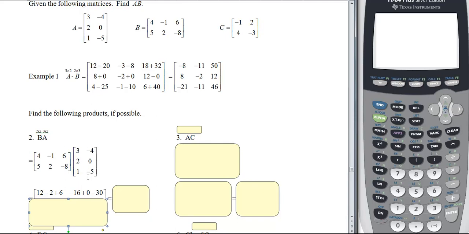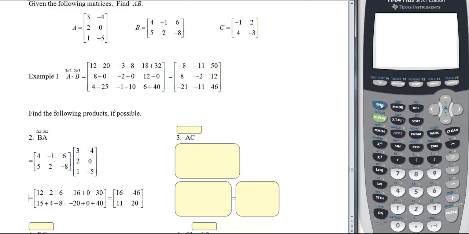Row 1, column 2, negative 16, 0, minus 30. I go ahead and do all the multiplication, and then I turn around and do the addition. So why don't you do the second row, first column, and second row, second column, and see if you end up with the following. And when you add or combine all these values, you should end up with that.